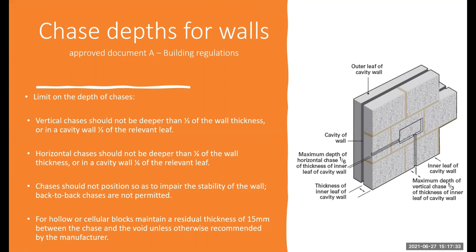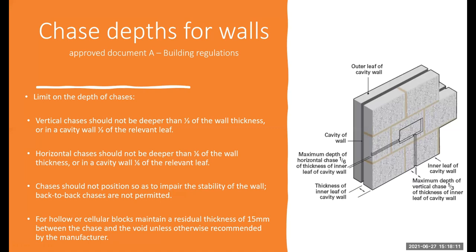It says here that chases should not be positioned so as to impair the stability of the wall. So they shouldn't crisscross over each other. I'm going to get onto this more in a minute and try to explain it, but it also suggests that back-to-back chases are not permitted, because if you're chasing back-to-back, you've taken 33mm out of one side, 33mm out of the other, that's 66mm. Well, that only leaves 34mm in the middle.